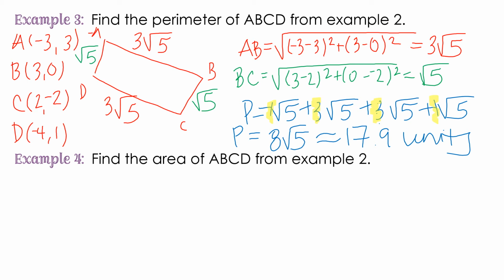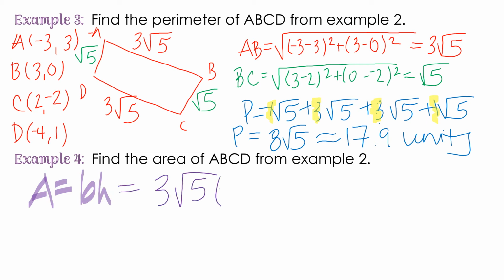To find the area of a rectangle, it's base times height. So our base is 3√5, our height is √5, and whoops, √5, not 3. So if I multiply that, that will end up giving me 15 units squared.